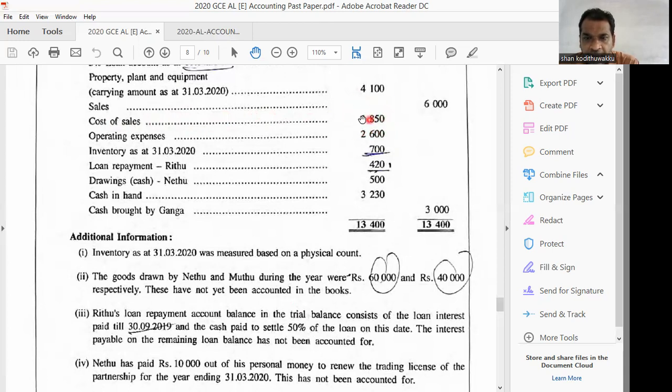In this value, they haven't included goods drawn by the partners. Therefore, they have overestimated cost of sales. Therefore, we can deduct 40 plus 60, total 100, related to goods drawn by the partner. Then when we produce cost of sales, 1,850 minus 100, net cost of sales will be 1,750, and debit to partners' current account.